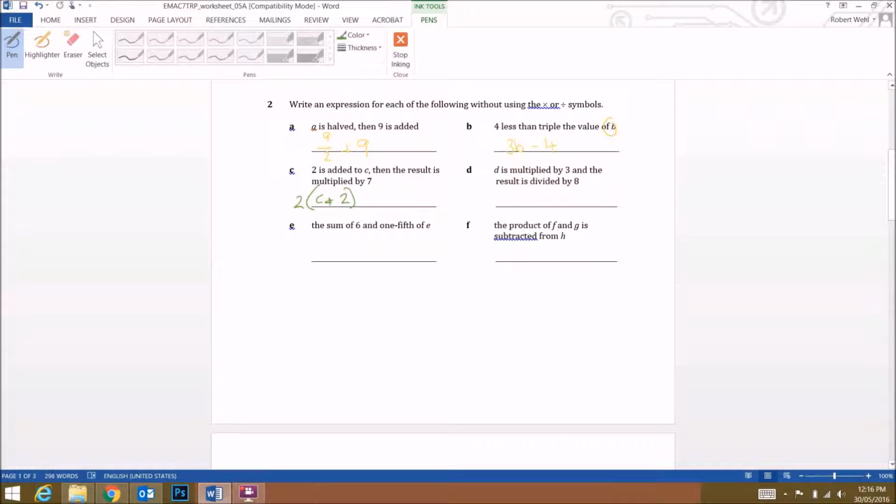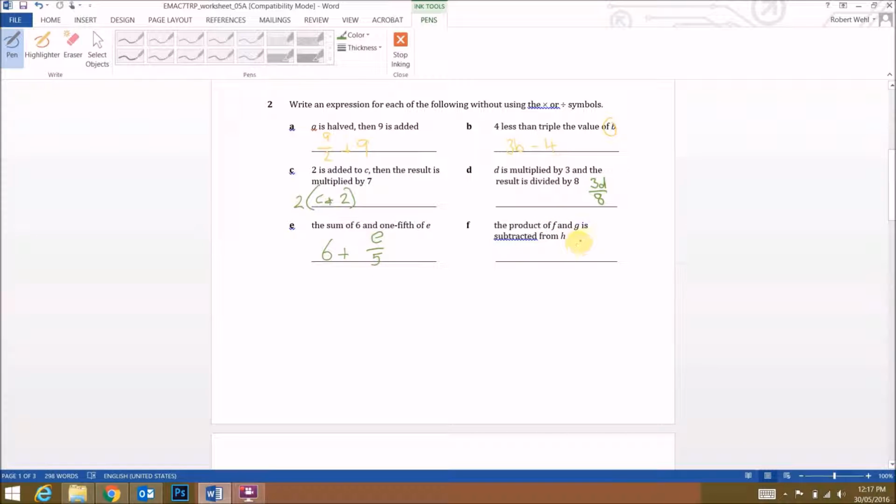D. D is multiplied by 3, and then the result is divided by 8. So if we multiply D by 3, we put 3D, and then it is divided by 8. So we put in our vinculum and divide it by 8. The sum of 6 and 1/5 of E. So 1/5 of E is going to be E over 5, because that's E divided by 5. That'll give us 1/5 of E. And then we're adding them together. So 6 plus 1/5 of E.